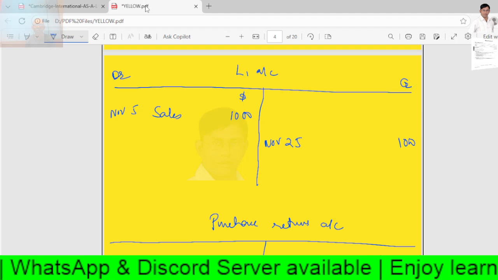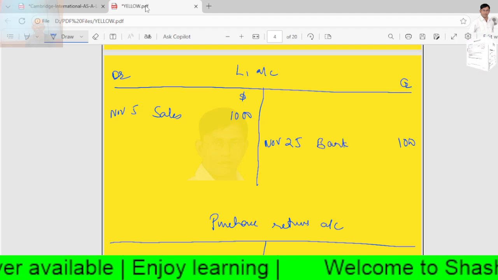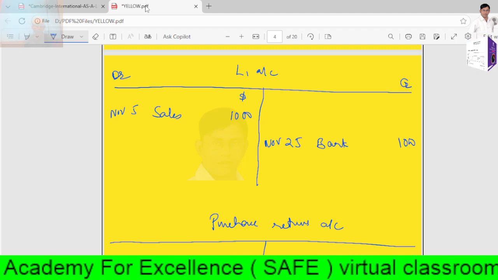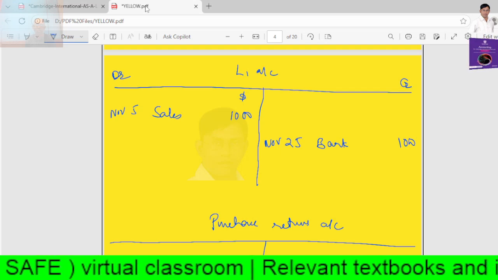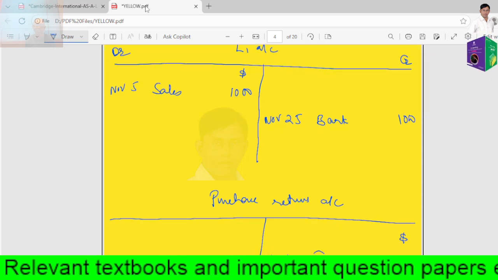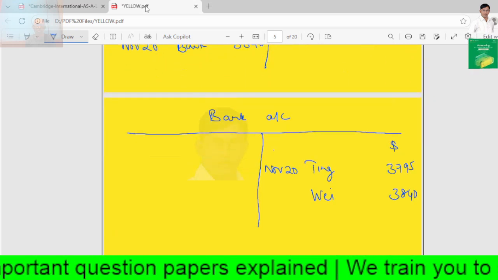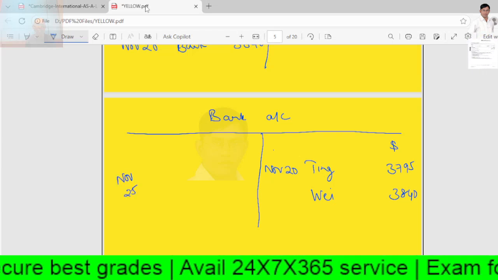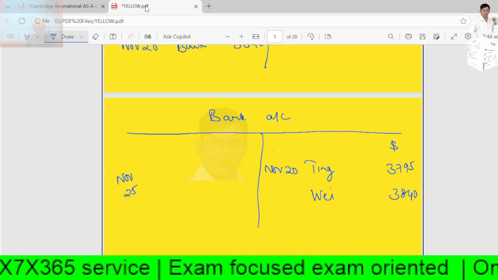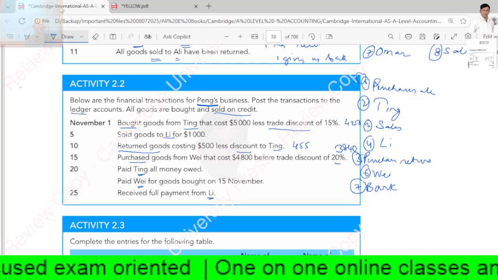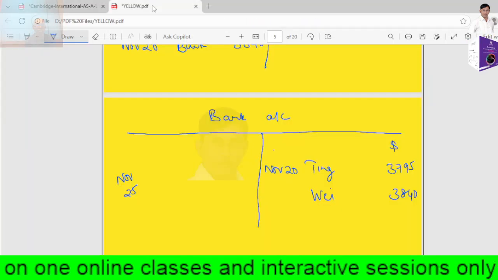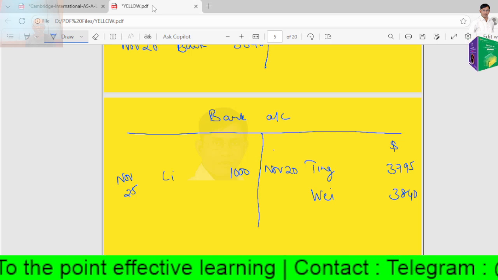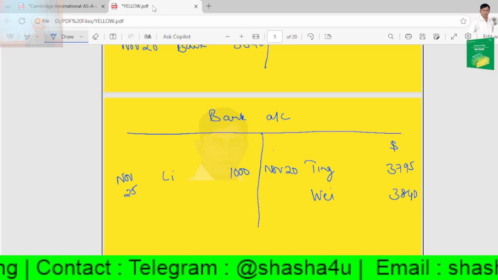So obviously we would have received into the bank account. You can write bank or cash also. By default we are assuming that we have received through bank. That is an assumption. So bank, November 25, from Lee, 1000. We have finished.